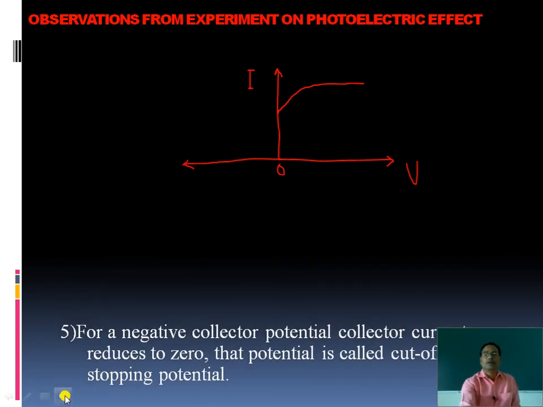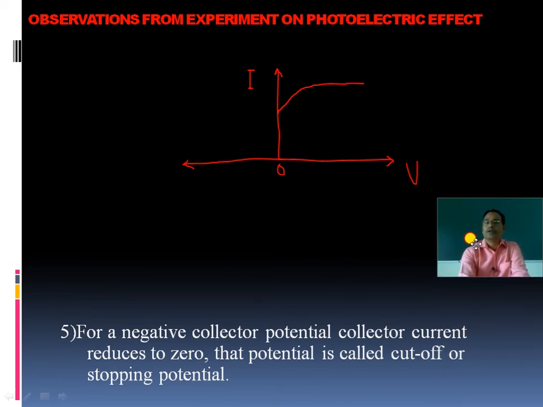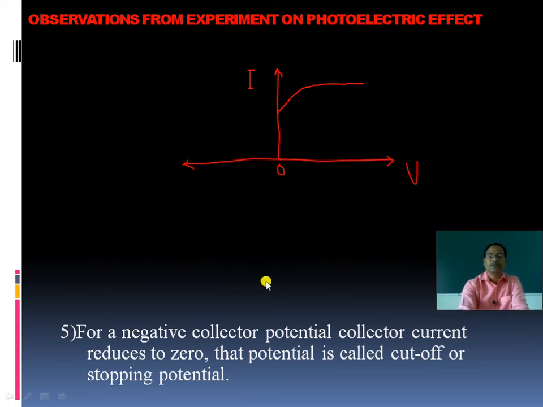Now see here, the fifth observation we have to make. What is the fifth observation? See here carefully. For a negative collector potential, the collector current reduces to 0; that potential is called the cutoff or stopping potential. So, for a negative collector potential, see here the same graph. First, here is positive potential. If we go on increasing the positive potential, the current increases and becomes maximum.